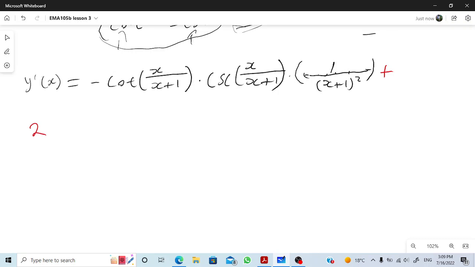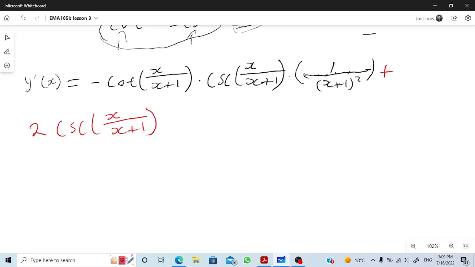Then the second part was not a sine but a cosecant of x over x plus 1. So for the squared, we did the power rule: we made the 2 the coefficient and said 2 minus 1, hence there's no power.